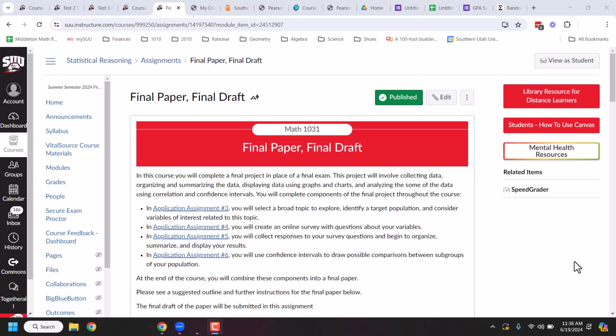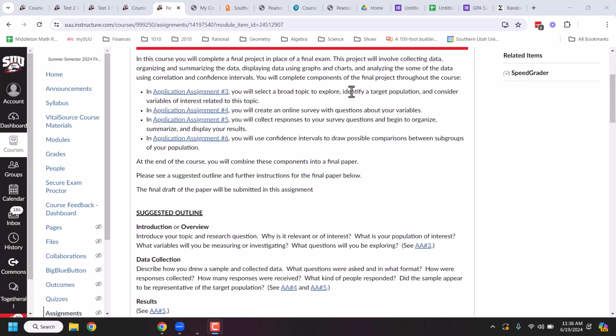So this final paper should be relatively easy to write because you've been working on it all semester in the application assignments. In application 3, you explored which topic you wanted to look at, identified your population, and considered variables of interest, and then you conducted your survey.